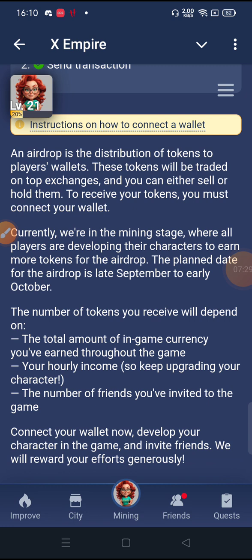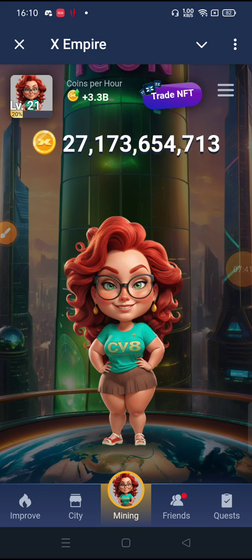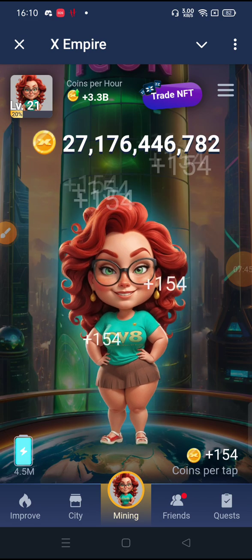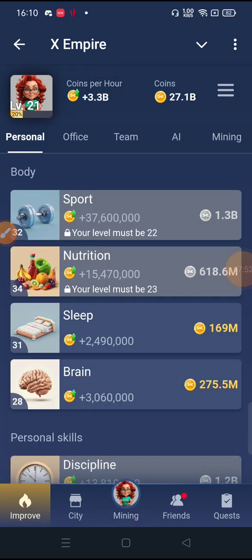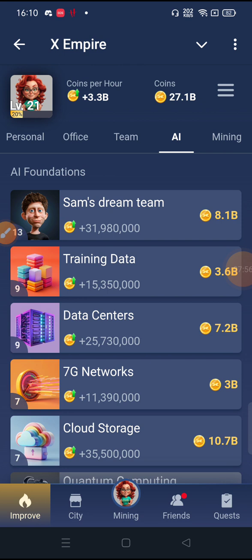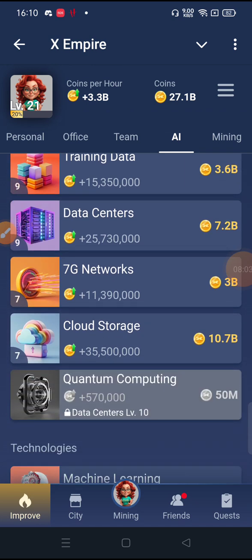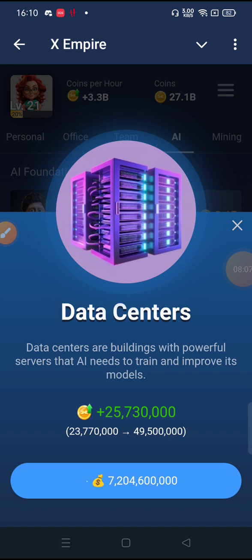Apart from that, if you are playing solo, if you don't have that many friends to invite, then what you can do, you have to increase your hourly income. So don't miss this tap version. Whatever is possible, however is possible, you just keep on doing. And in this improve section, if you are above level 20, then your AI will be open. And in AI section, you can see there are many things you can do to increase your coin balance rapidly. Right now you can see I am on 3.3 billion coins per hour. But I have seen almost 10 billion coins per hour. Many friends are having like that.